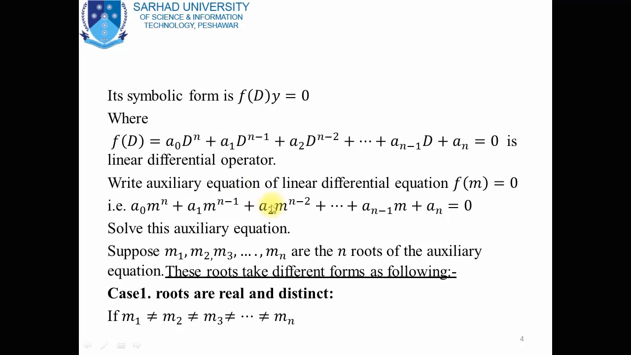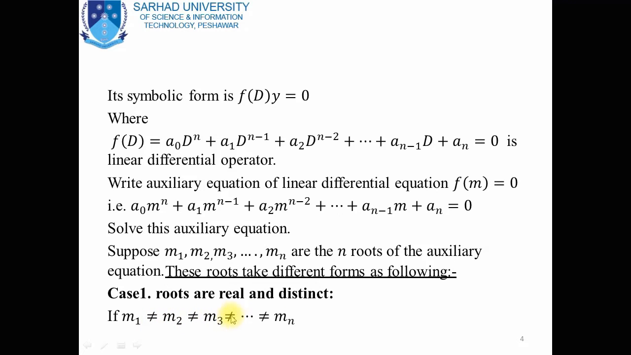Dear students, one point should be noted: the linear differential equation of higher order has 2 solutions. One is a complementary solution and the other is a particular solution. But since in this lecture we are considering only the homogeneous part, we take only the complementary solution. So first find the roots, then we will make the form of the complementary solution.